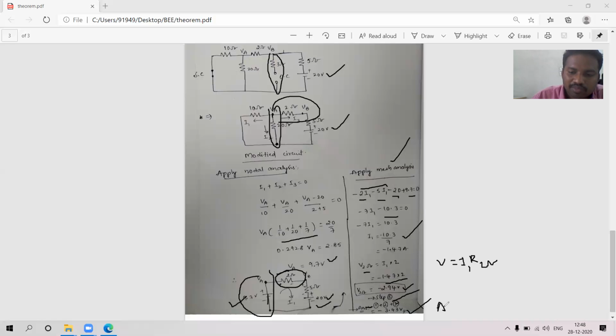That means this is from A to B. If you want the B to A direction, you will have plus 3.43. Just the polarity is reversed.